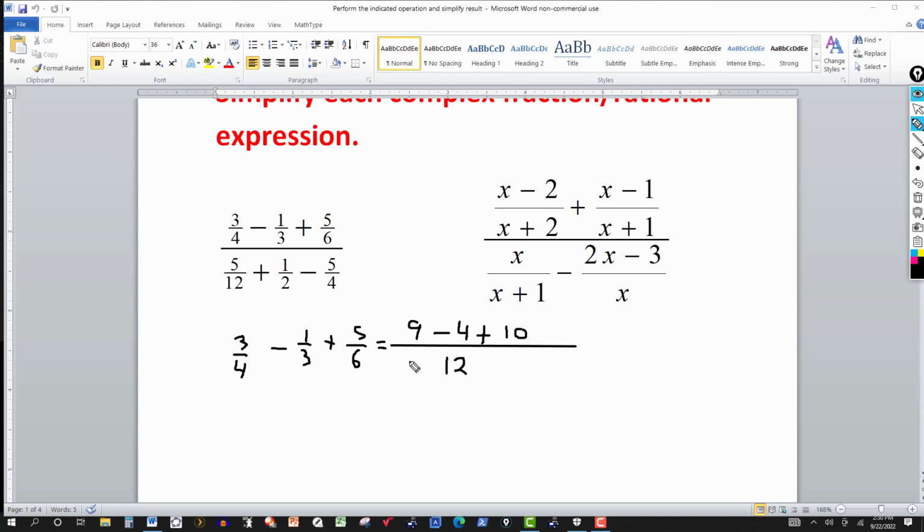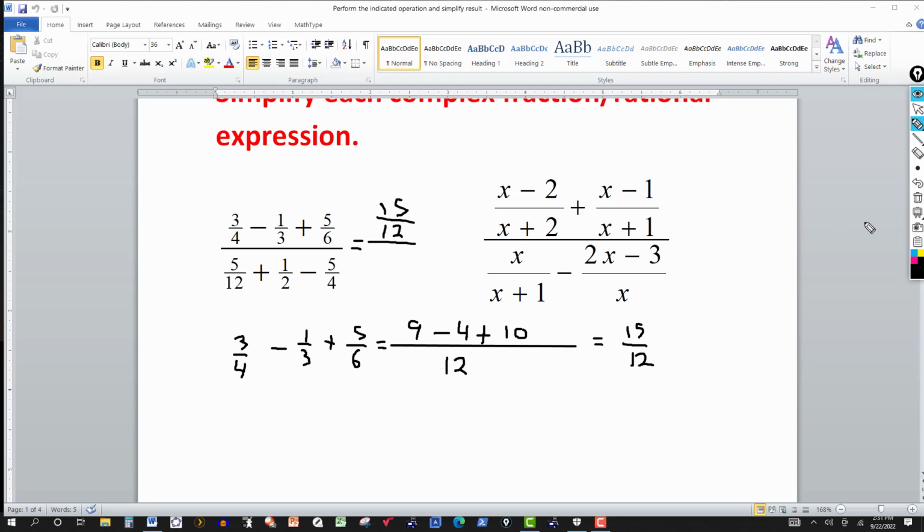So all we're saying is that 9 over 12 is the same thing as 3 over 4. Minus 4 over 12 is the same thing as minus 1/3. 10 over 12 is the same thing as 5 over 6. And then we just combine. 9 minus 4 is 5, plus 10 is 15 over 12. So let's come back up here then. Say this is equal to, and now the answer to the numerator part is 15 over 12.